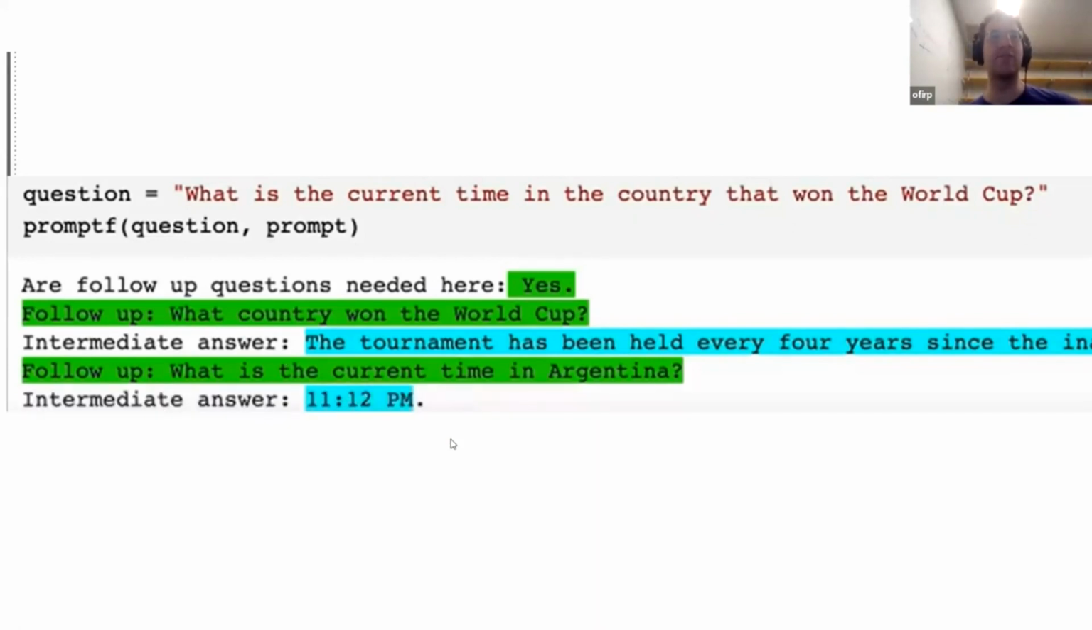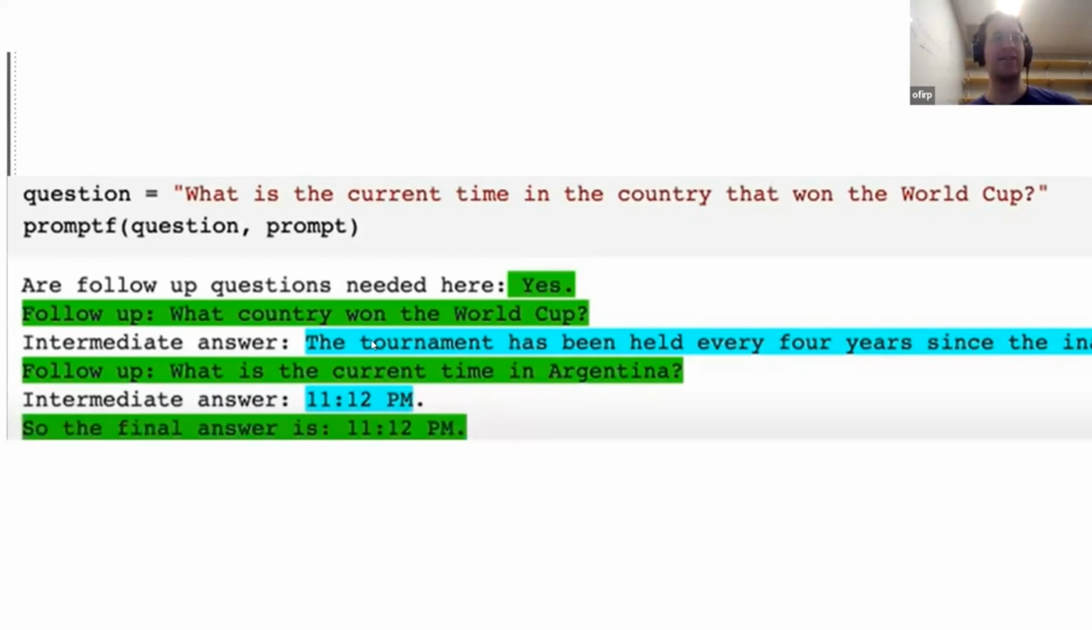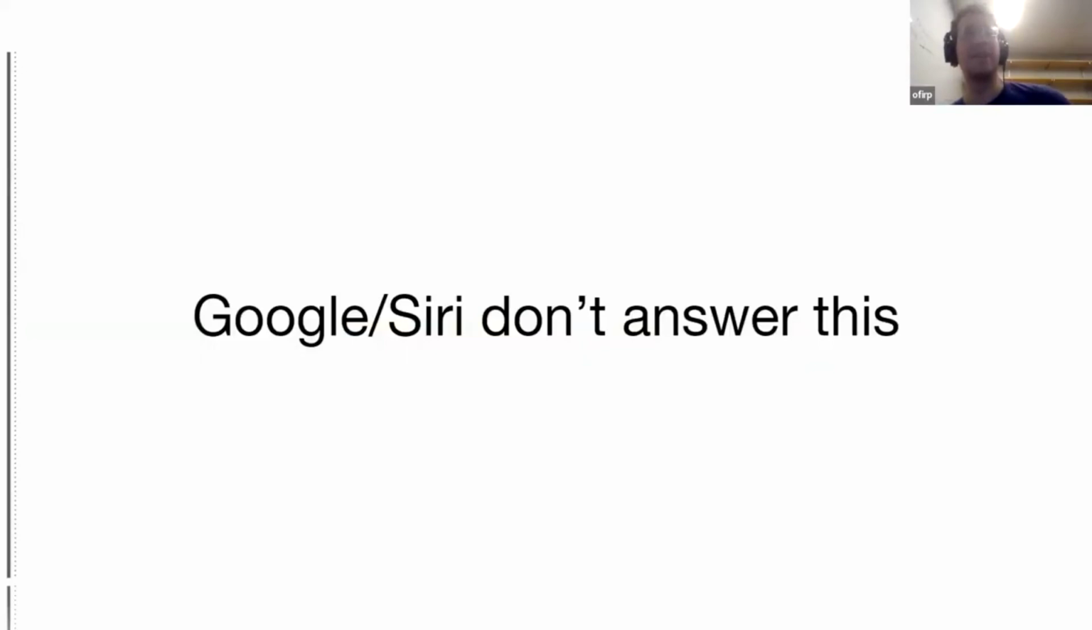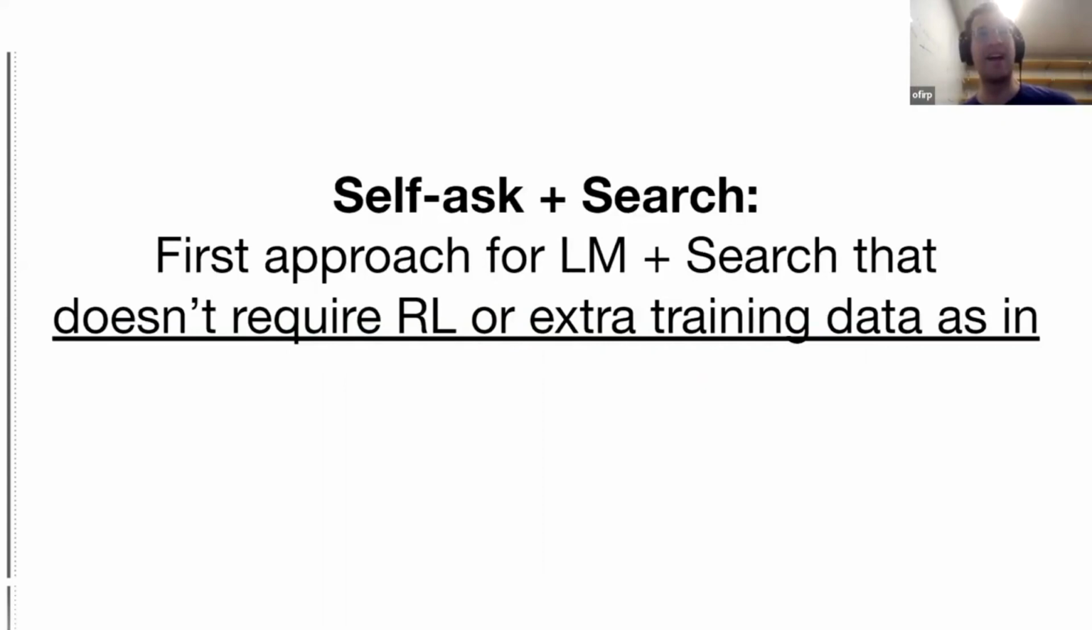We take this sub question, ask it to Google. Google says 11:12, and so we feed back into GPT-3 everything that it said until now, and we append intermediate answer 11:12 p.m. to what we're feeding into GPT-3, and then GPT-3 says, so the final answer is 11:12 p.m. Yeah, so that's our system. I'm really, really excited about it because it manages to answer complex questions that Google and Siri can't answer by themselves. And it's the first approach for language modeling and search.